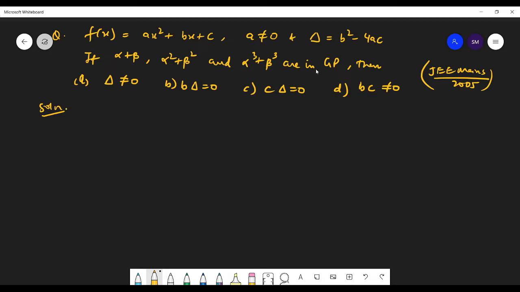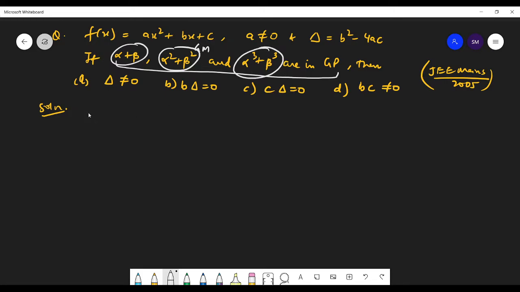So these terms are in GP, right? So you can make use of this like we did in the last two questions, same way. So this will be your geometric mean, right? Geometric mean of this and this term. So (alpha square plus beta square) whole square equals (alpha plus beta) into (alpha cube plus beta cube), right? Come on, students, solve it out now.